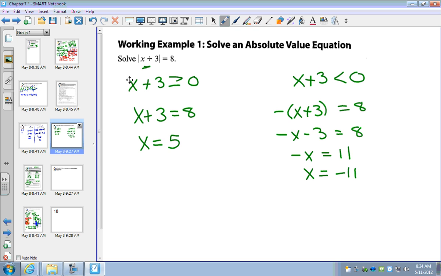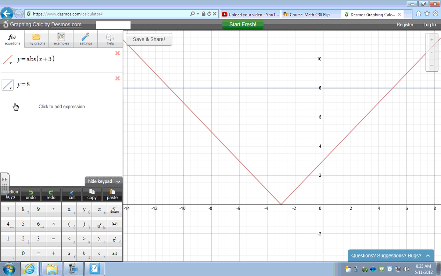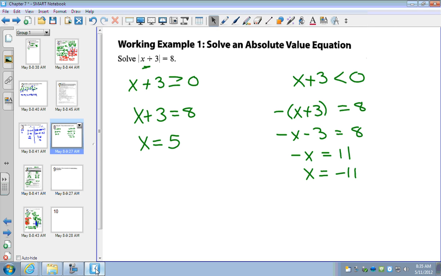Okay, and now I'll show you what that looks like if we were to graph it. So the absolute value of x plus 3 equals 8. I have a graphing calculator, and you can do this on the iPads. We graph it and look at the solutions. It looks like we have one solution at negative 11 right there. And we have another solution, and that looks to be at 5. Did we get 5 and negative 11? I have a bad memory today. 5 and negative 11. Perfect.